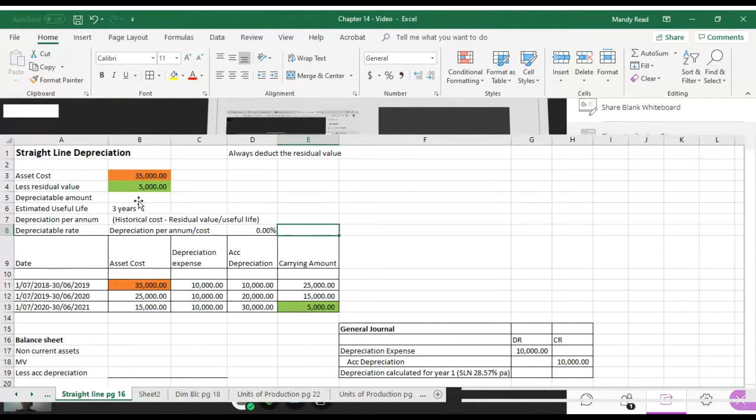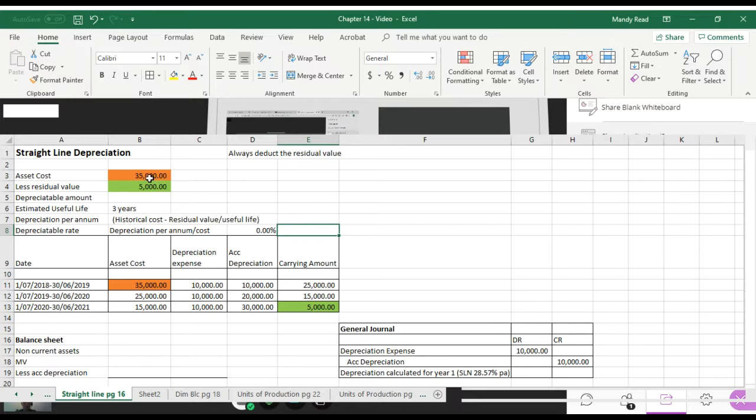First of all, with straight line depreciation, we've got to calculate the depreciable amount. The depreciable amount with this type of depreciation is always the asset cost less the residual value. So asset cost less my residual value gives a total of $30,000. We're told in the example that the estimated useful life is 3 years. The depreciation per annum is therefore the historical cost minus the residual value, divided by the useful life. Please remember that we always deduct the residual value when using straight line depreciation.